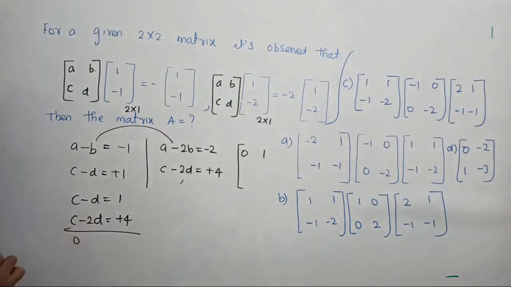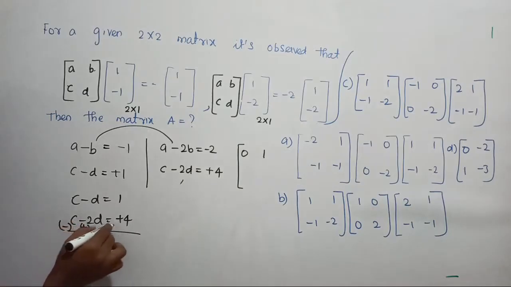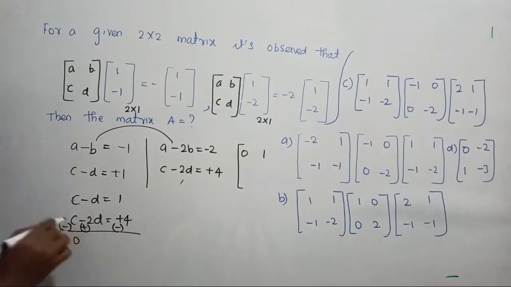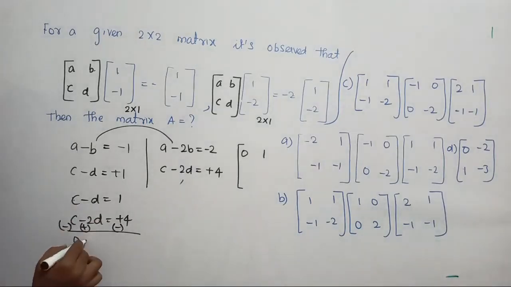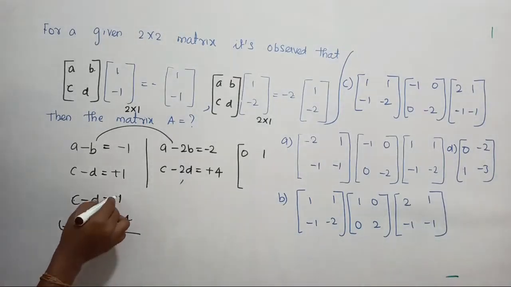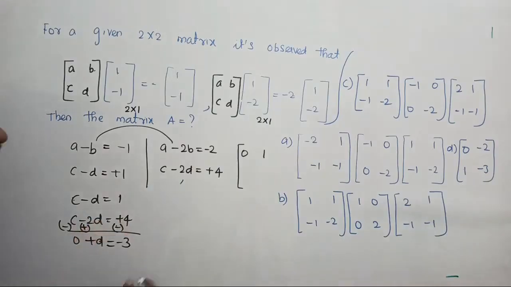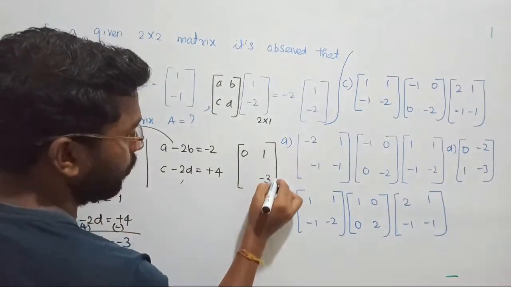is going to be 0. Just change the sign of the second equation. Minus will become plus, plus will become minus, such that C minus C will become 0. Minus D plus 2D will become plus D, equal to 1 minus 4 will become minus 3, such that I got the answer for D. D is equal to minus 3.